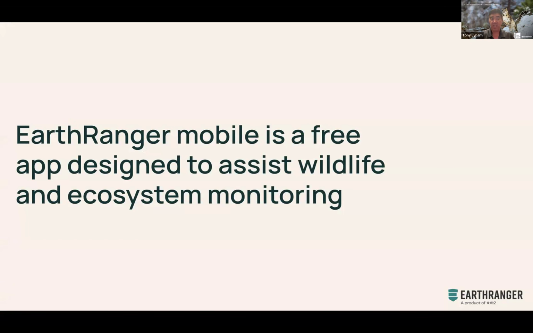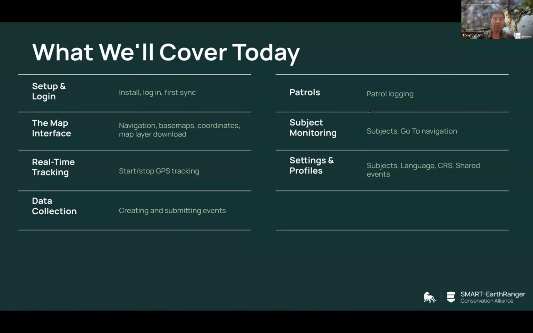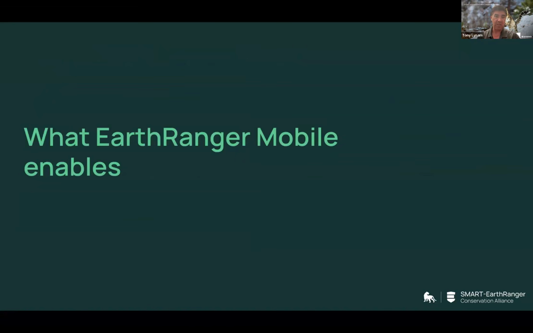EarthRanger Mobile is a free app. You can download it from the Google Play Store or the App Store for iPhone. It's designed to assist with wildlife and ecosystem monitoring. What we're going to cover today is how to set it up and how to log in, and we're going to run through how to collect data. We're also going to show you some of the features of EarthRanger Mobile that make it really useful for people doing wildlife studies.